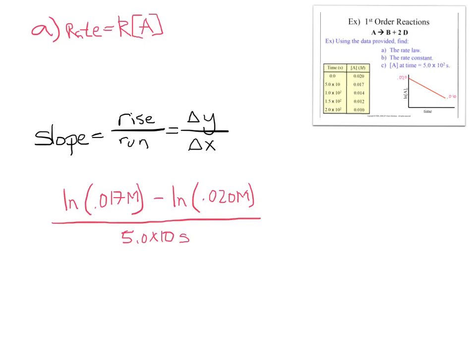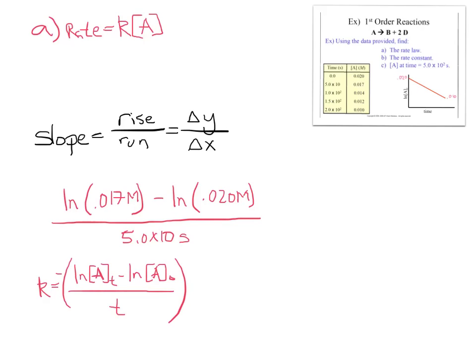But let's compare this to another equation, and the equation we're going to compare it to is the first order integrated rate law solved for K. So if we solve that one for K, we're going to see it is the natural log of A at a time minus the natural log of the concentration of A initially, all divided by time. And since the K is negative, that means we would take the negative of this side to get them to be balanced out. So just moving that negative over.